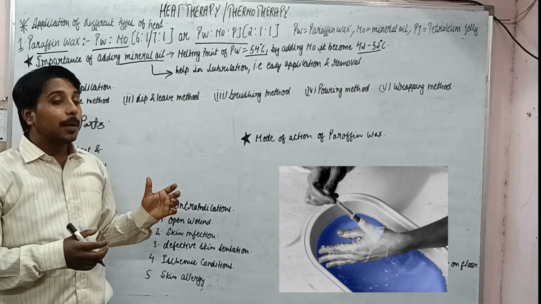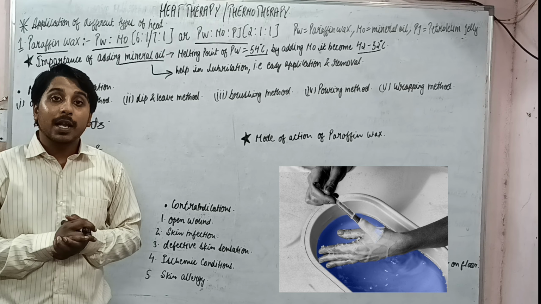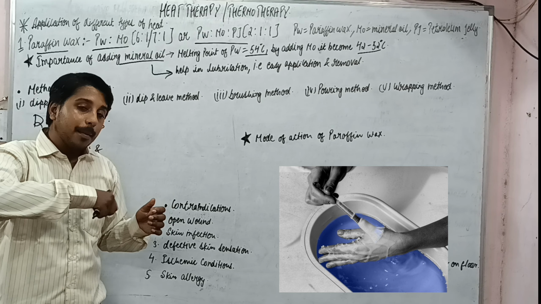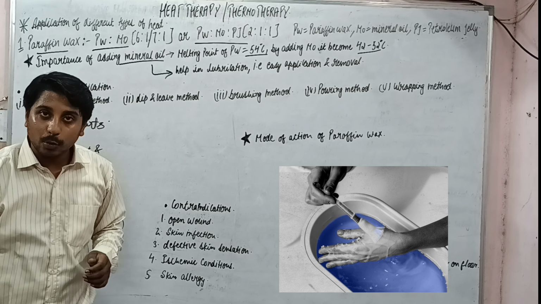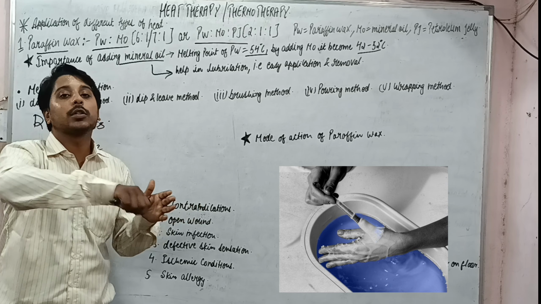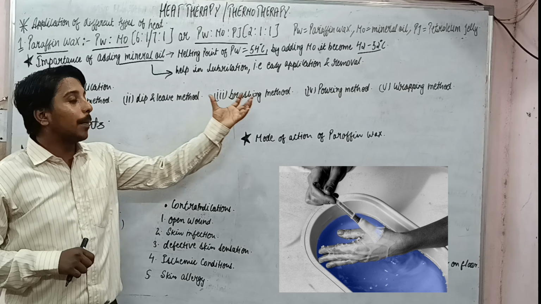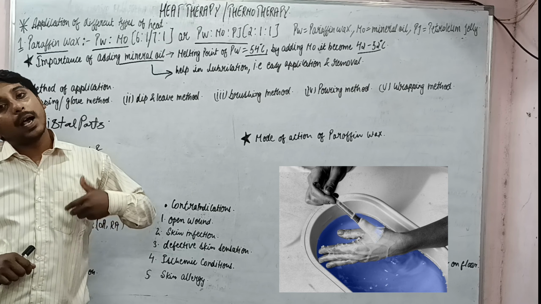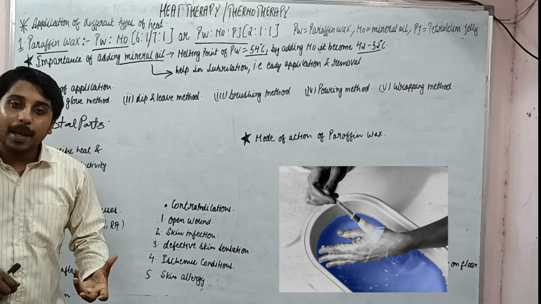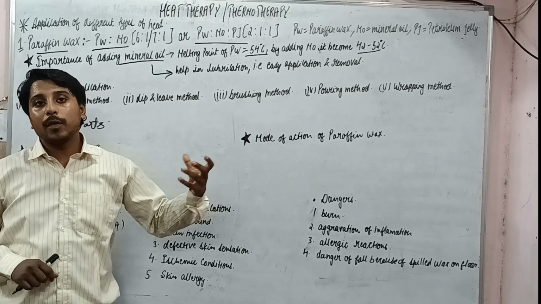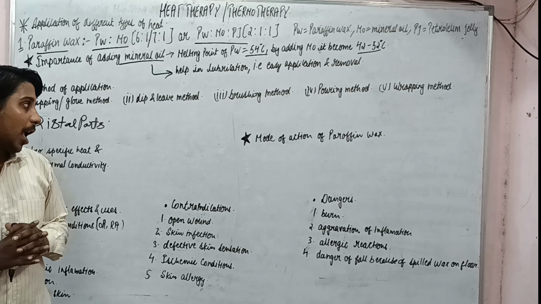So here the body part is placed on a container, and further by brushing, that is by putting the brush into the paraffin wax, we brush it on the body part so as to apply a 2 to 3 mm layer, again covered by a plastic bag and further covered by a towel to maintain the heating effect.